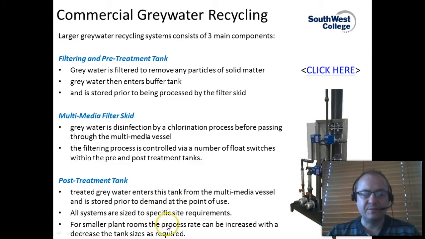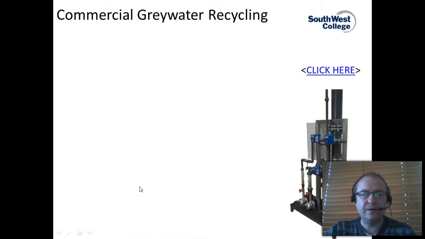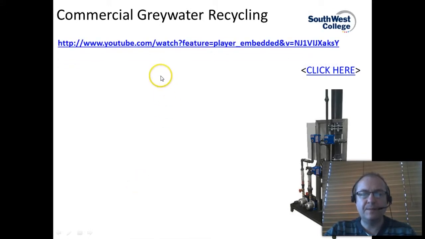For smaller plant rooms, the process rate can be increased with a decrease in the tank sizes as required. So it really depends on how much throughput of the grey water you need or how much you need to store. Each greywater recycling system, particularly in commercial applications, is a bespoke design for the particular application. To view the video of a commercial application at a hotel in Amman, Jordan, click on the link here or type that into your Windows Explorer.